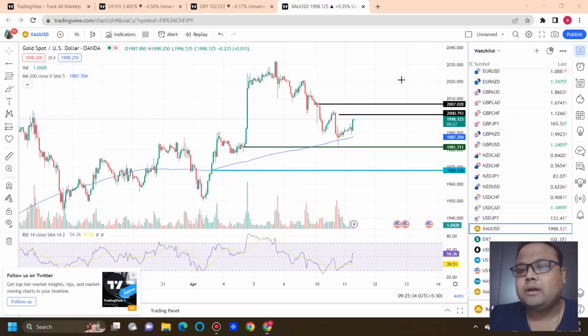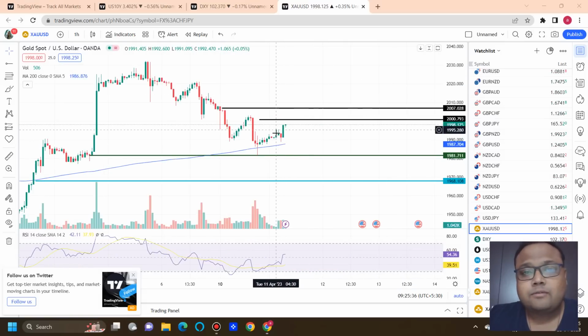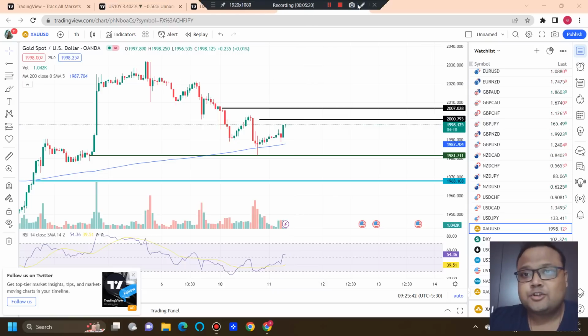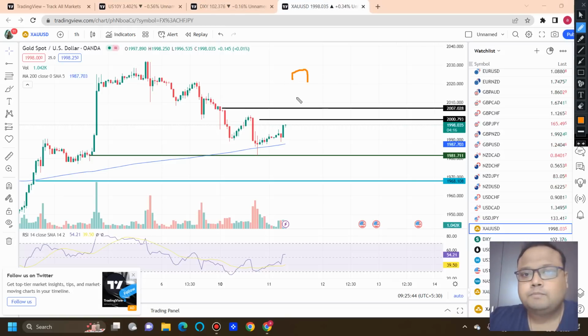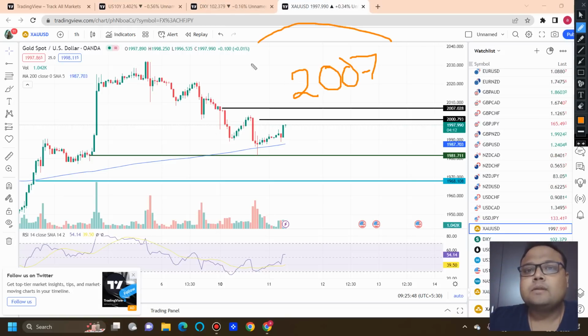You need to be careful because the last candle formed by the market has got some volume, and the green volume, buyers' volume, can be a danger. And the second level, or the second resistance for the day, where we have some sellers sitting, is 2007.